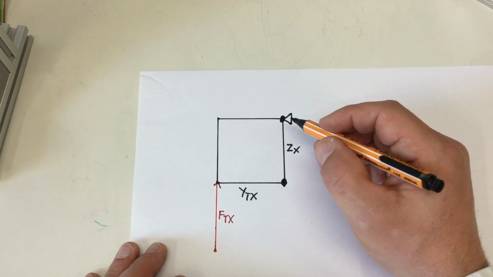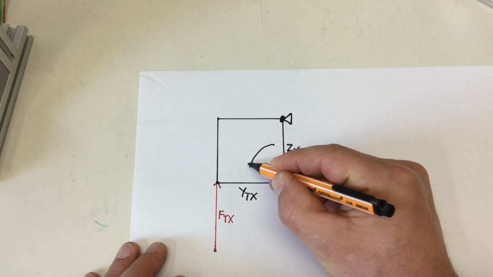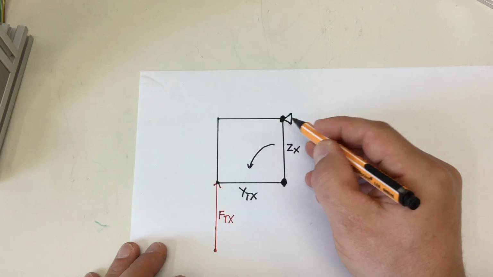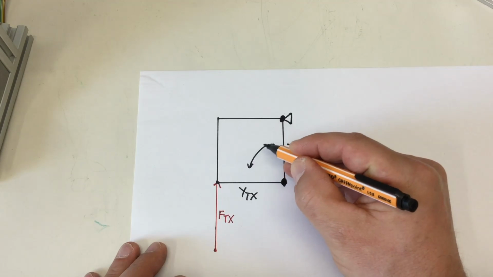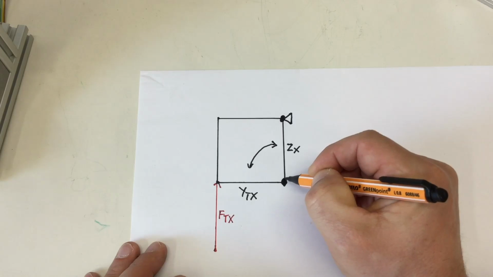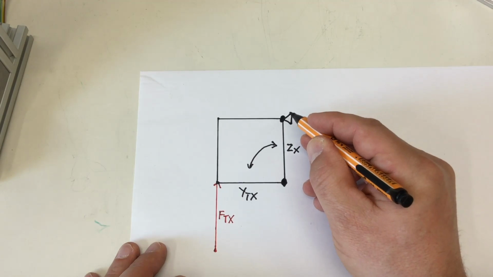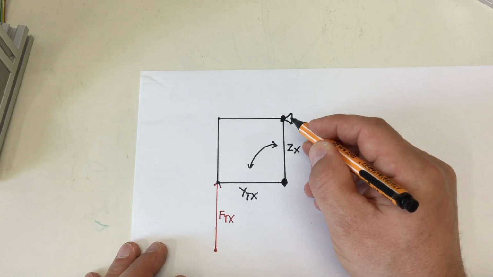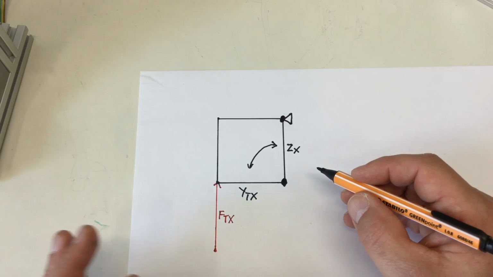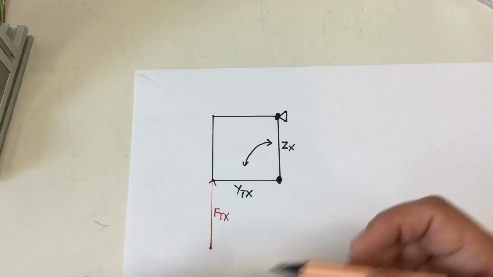Then we could have some movement. I mean, the whole thing could either go that way if there's a large force here, or it could rotate around that point if that force would be greater than the force our bearing here can exert. And that's actually something new. That's called a momentum.